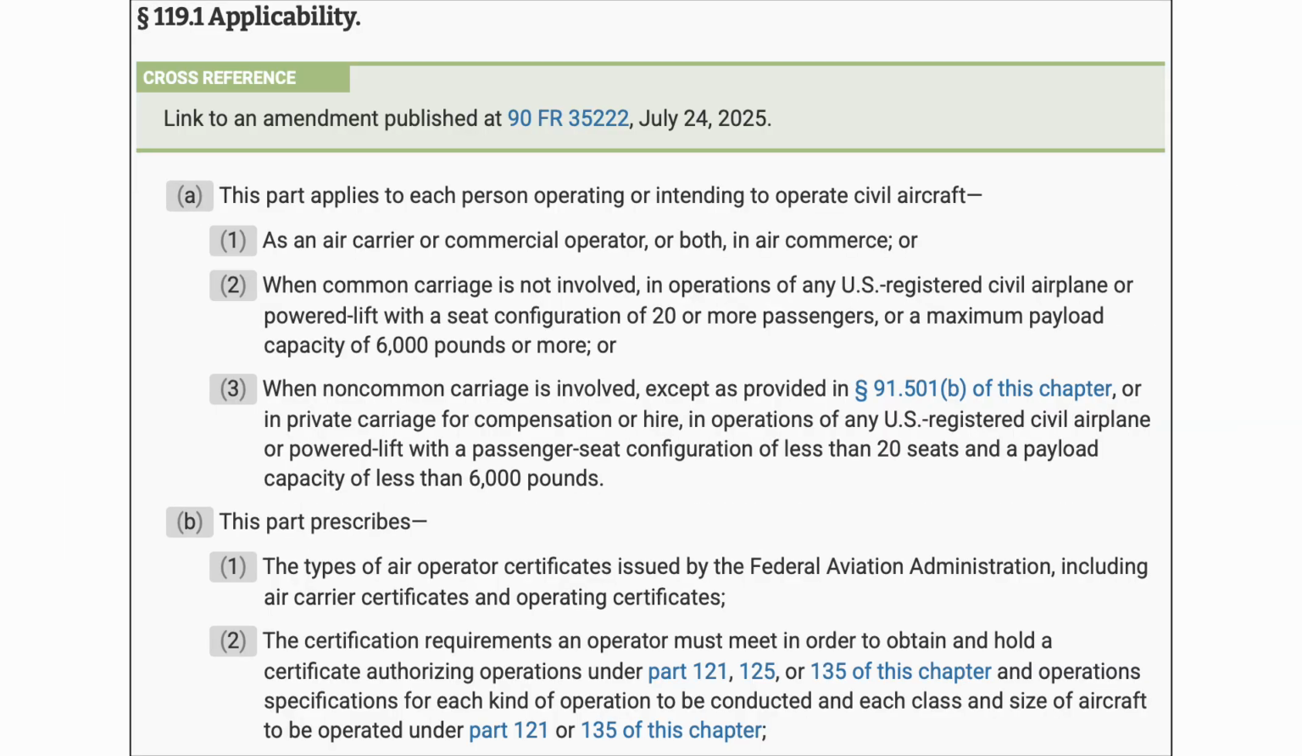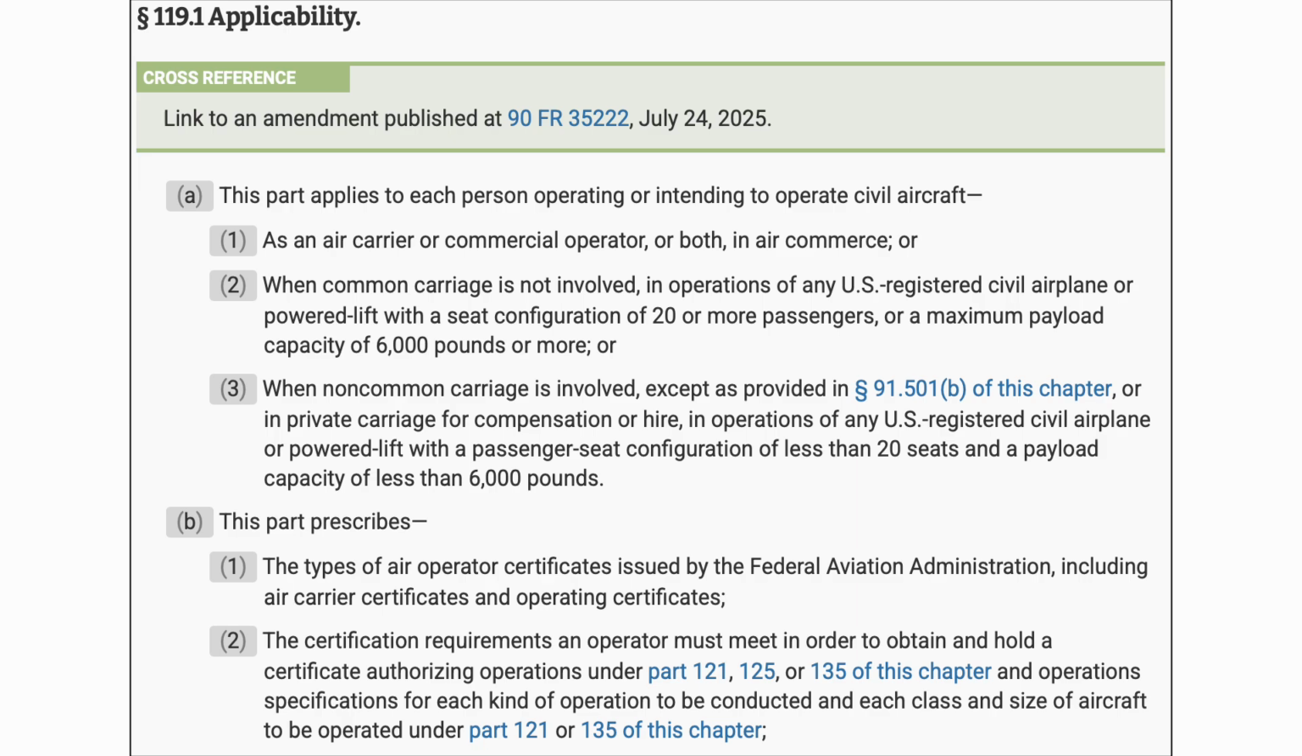14 CFR 119.1, Applicability and the Commercial Operator Framework. Part 119 applies to each person operating or intending to operate civil aircraft as an air carrier or commercial operator, or both, in air commerce or when common carriage is not involved, in operations of any U.S.-registered civil airplane or powered-lift with specific seat configurations. Understanding this applicability is crucial because it defines when additional certification beyond a commercial pilot certificate is required.